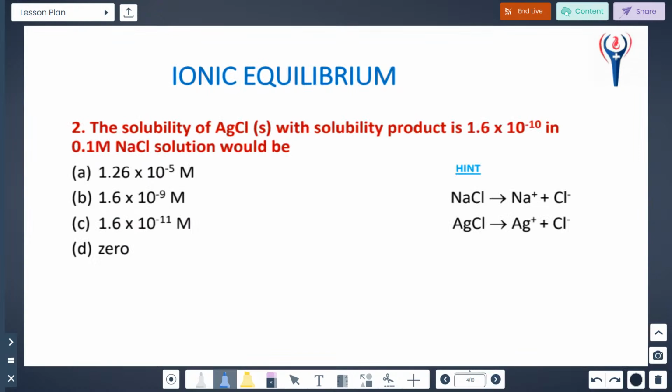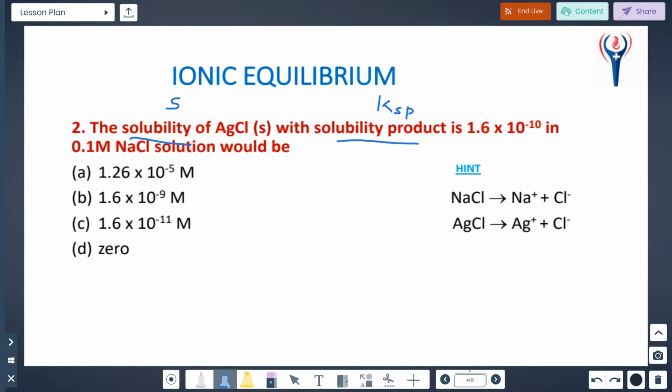See, the solubility of solid AgCl, whose solubility product is 1.6 into 10 power minus 10, in 0.1 molarity NaCl solution would be what? Okay, they are asking to find only the solubility. Solubility we can simply write as S. Solubility product we can write as KSP. Okay, this is the symbol.